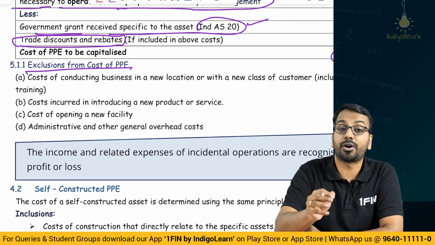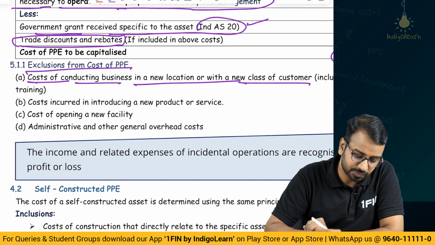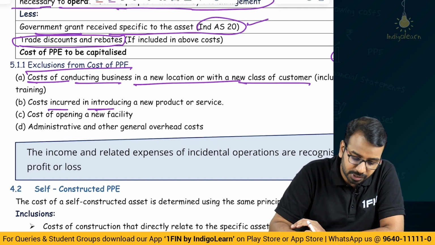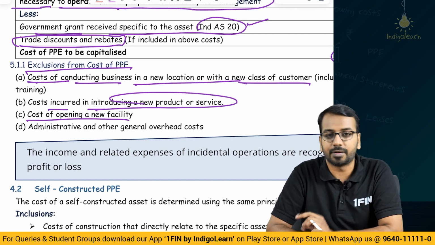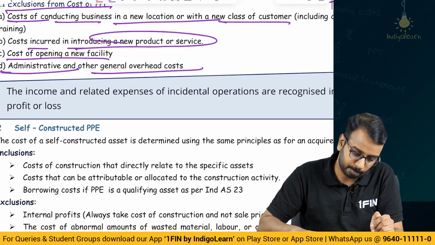What are the exclusions? Important from your MCQ point of view. Cost of conducting business in a new location or with a new class of customer, any cost incurred in introducing a new product or service, cost of opening a new facility, ribbon cutting and all, and administrative and other general overhead expenses.